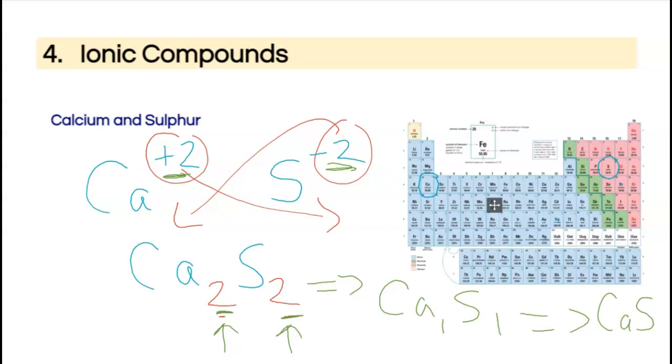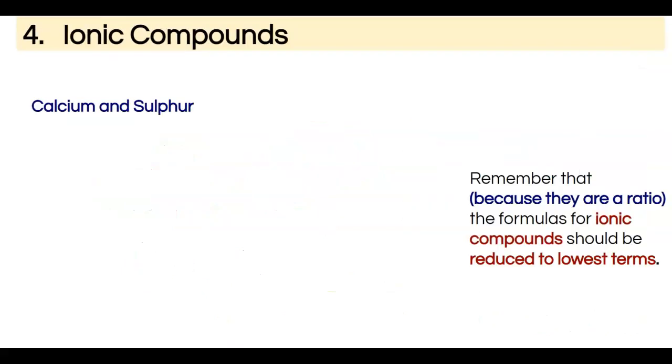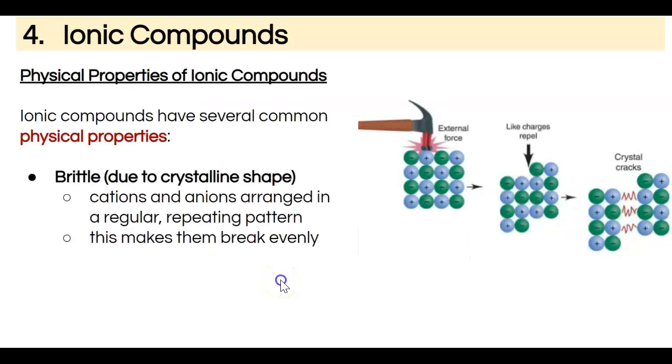Going back from Jamboard, where I've been doing these examples, to my Google Slides presentation, you can write a little bit down about that. Okay, so this is the little blurb I have about that. Remember that because they're a ratio, the formula for ionic compounds is always reduced to lowest terms. Okay, and that's it.